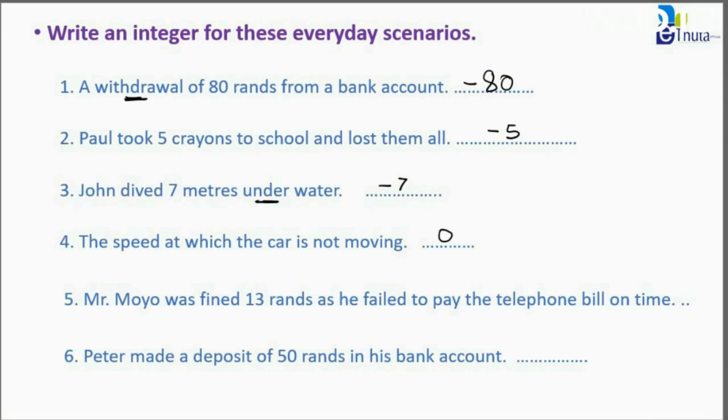Okay. Miss Moyo was fined 13 rands. Fined is the key word, as she failed to pay the telephone bill on time. So the integer here is minus 13. Peter made a deposit of 50 rands in his bank account. A deposit, we know that is positive, so our integer is just 50.